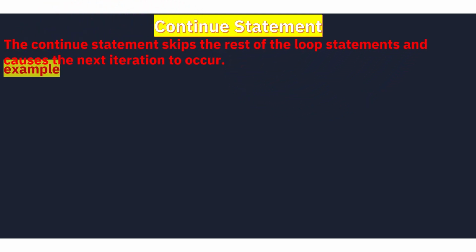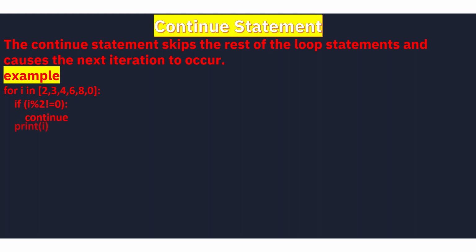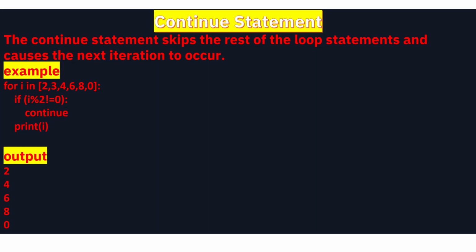Example. For i in 2, 3, 4, 6, 8, 0: if i % 2 == 0: continue. Print i. Output. 2, 4, 6, 8, 0.